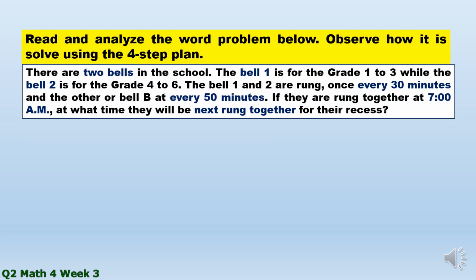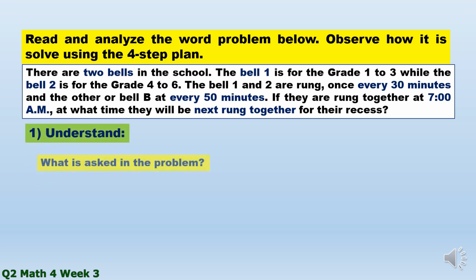Here is the problem. There are 2 bells in the school. Bell 1 is for grades 1 to 3, while bell 2 is for grades 4 to 6. Bell A is rung once every 30 minutes and bell B every 50 minutes. If they are rung together at 7 o'clock in the morning, at what time will they next be rung together for their recess?